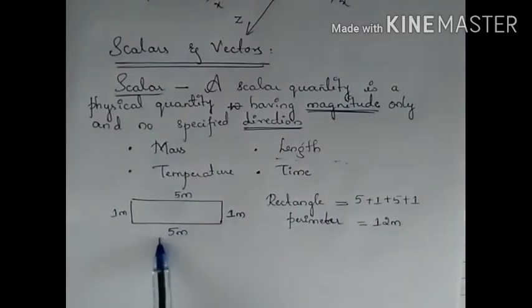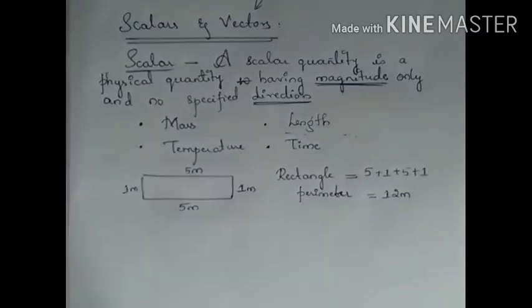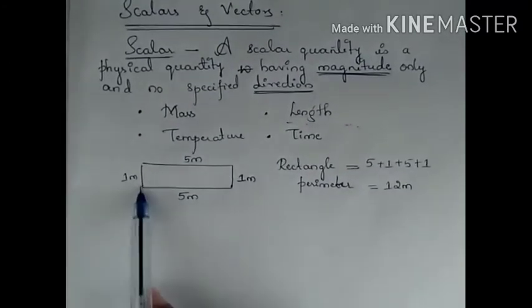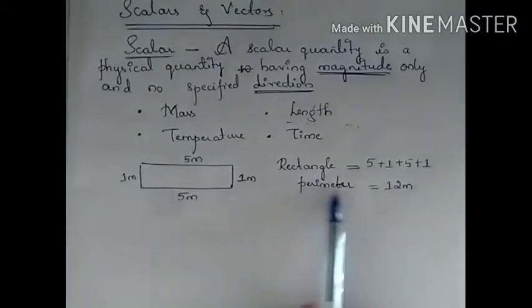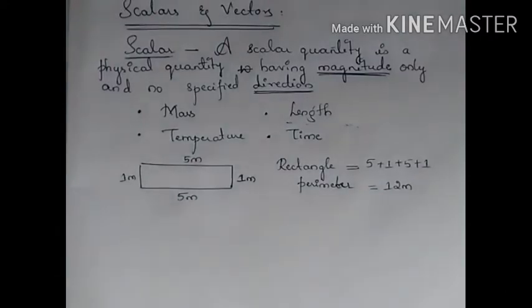If you see, the side of the rectangle is a scalar quantity. It denotes only the length of the rectangle's side. The perimeter is again a scalar quantity. The perimeter can never tell us the direction. So the perimeter is a scalar quantity, and the length and breadth of the rectangle are also scalar quantities.